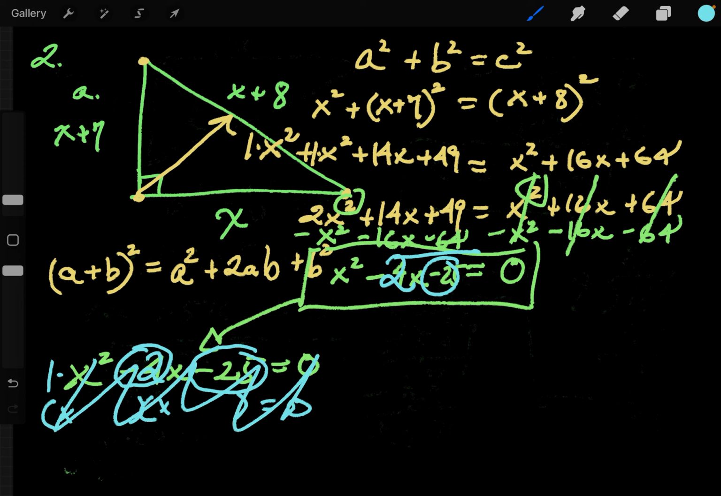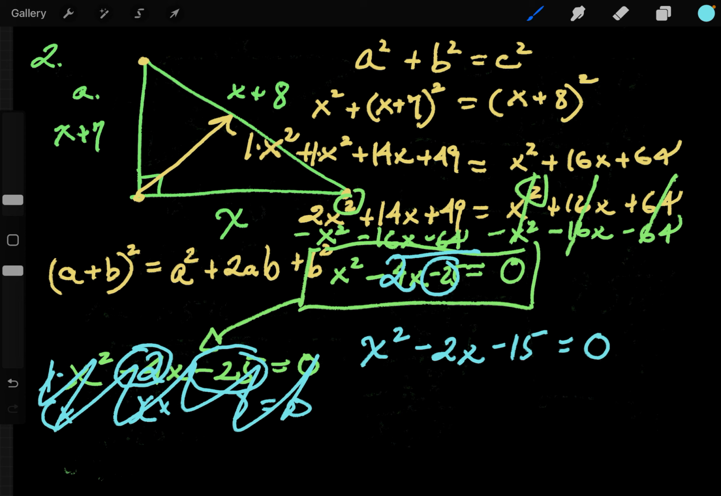Okay, so I check my work. I'll always make it so it's factorable, so you know you've messed up at some point. Minus 2x like I did. 49 minus 64 is going to be negative 15. Negative 15 is equal to 0.